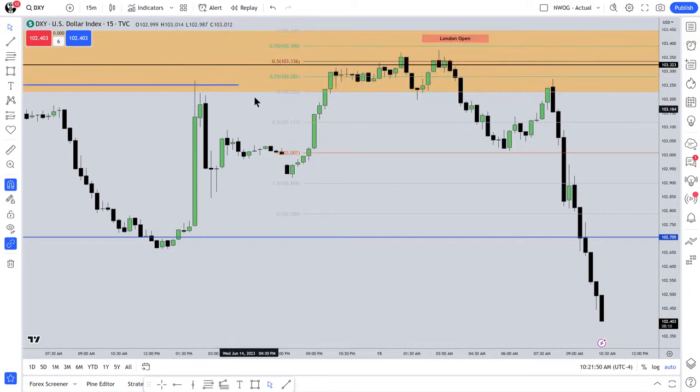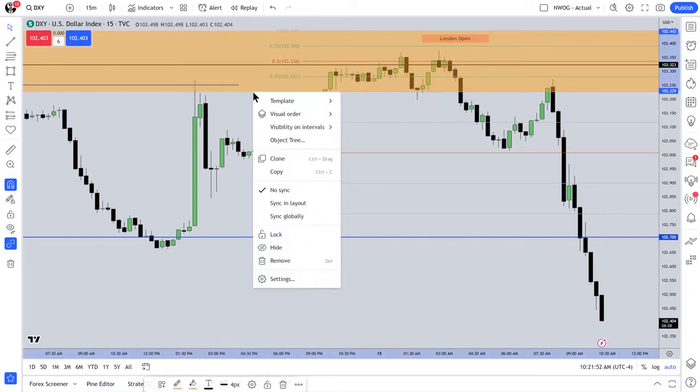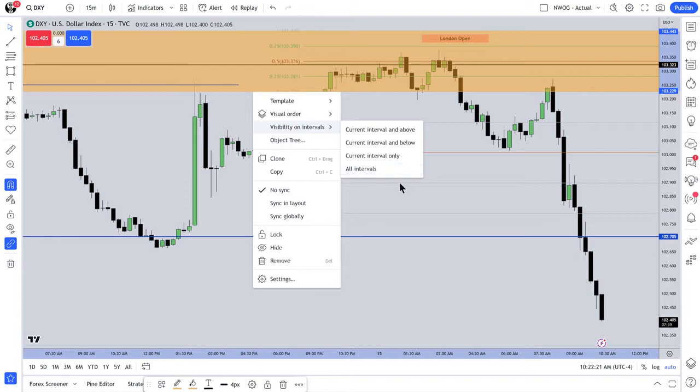And how do you do that? You highlight the array that you're annotating on your weekly chart, and then current interval and below, or all intervals, is basically the same thing. Then you'll see it on every time frame when you go through your higher time frame weekly, daily, 4-hour, 8-hour, 15-minute chart, 30-second chart. It'll always be there. Okay.